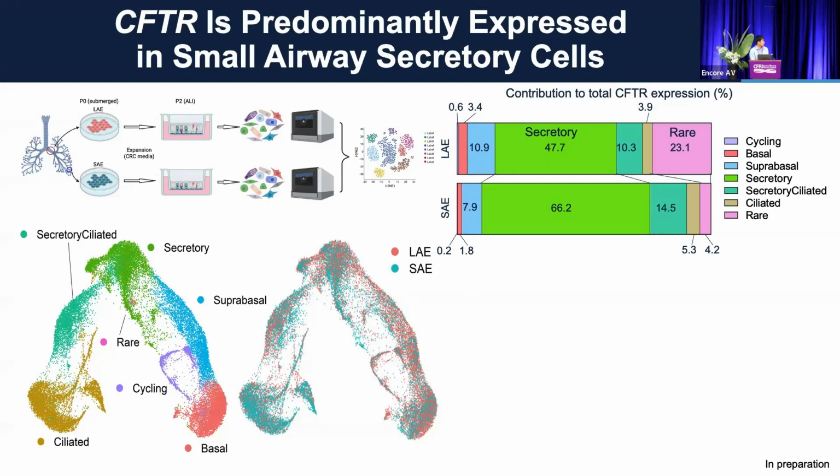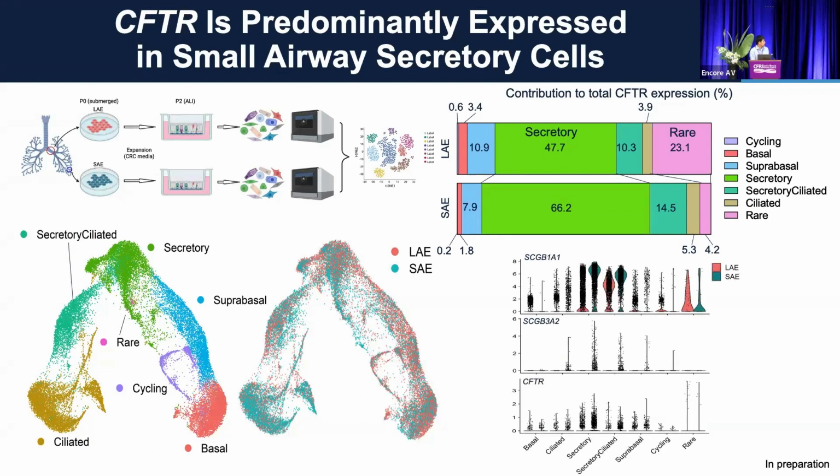The secretory cell population makes up about 50% of CFTR expression in large airway, and that proportion increases to 66% in the small airway. The rare cell population, which includes ionocytes, also contributes less in the small airway cultures, which is consistent with the in vivo data.